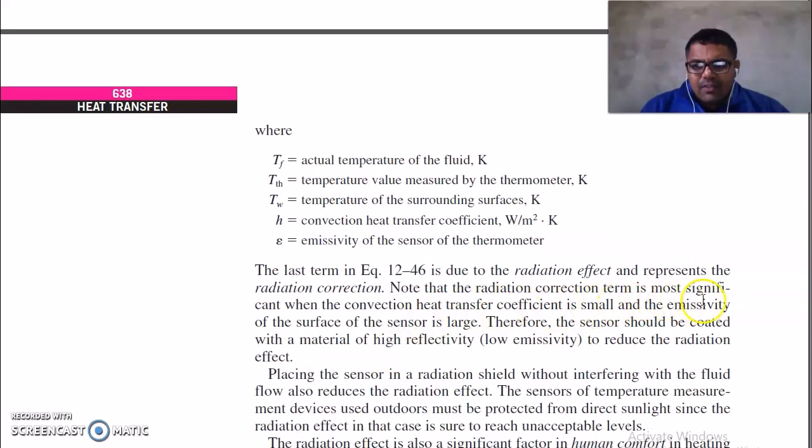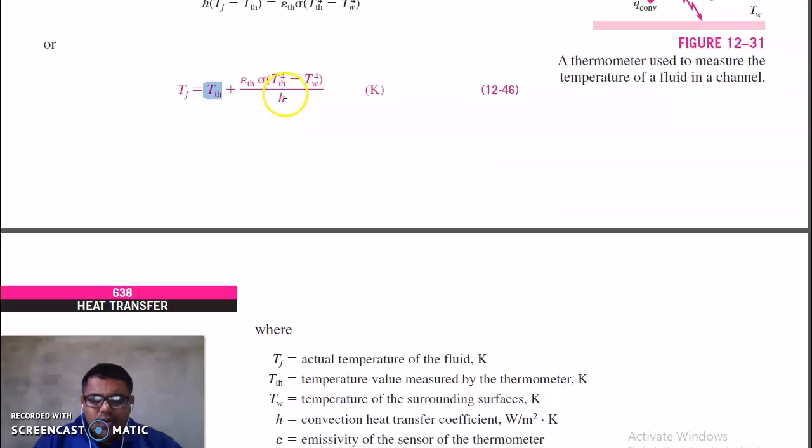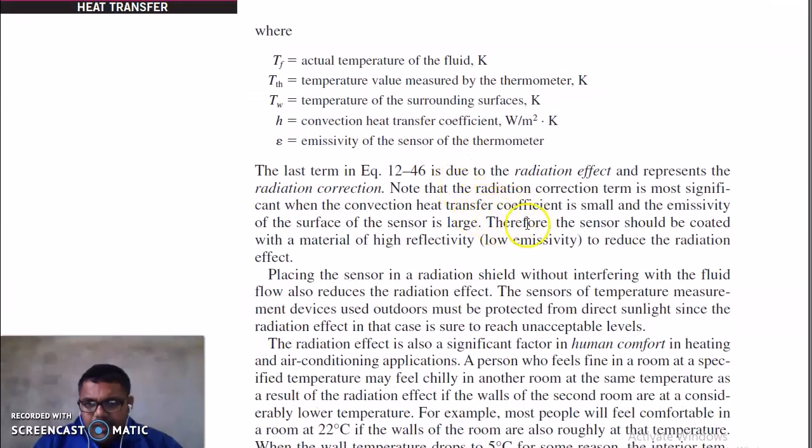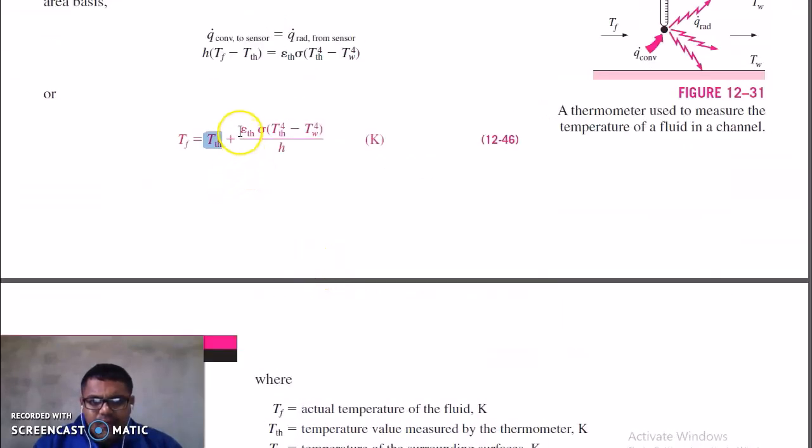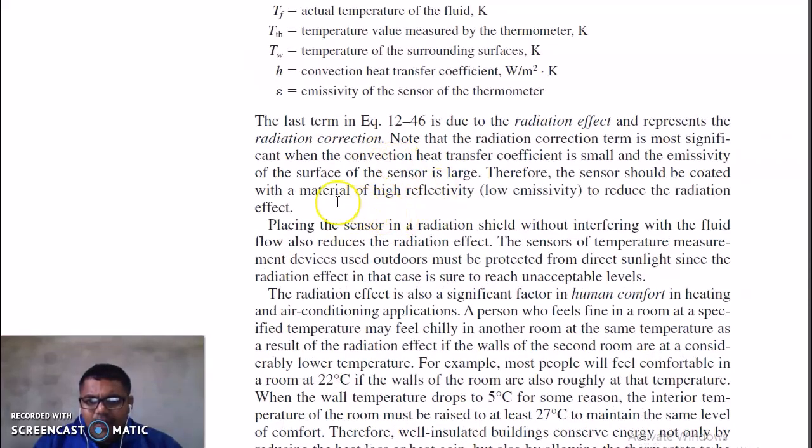Note that the radiation correction term is most significant when the convection heat transfer coefficient is small. So if the h A value is lower, this overall value is significant. In case of lower convection, this factor is large, you have to consider it. Therefore the sensor should be coated with a material of high reflectivity and low emissivity to reduce the radiation effect. Means if this sensor is coated with a material which has low emissivity, you can reduce this factor and you can eliminate the error, which can be done with the help of a material of high reflectivity and low emissivity.